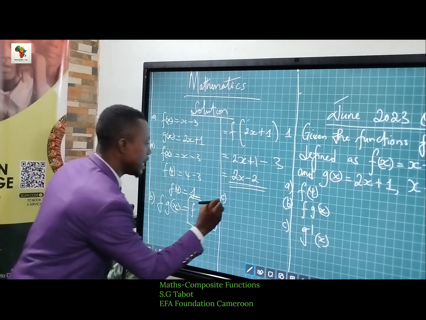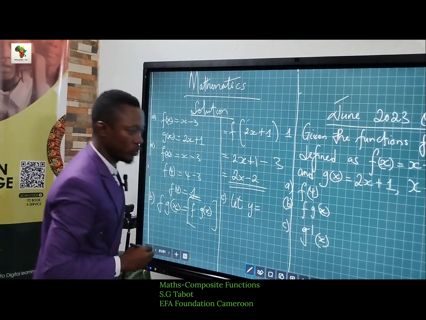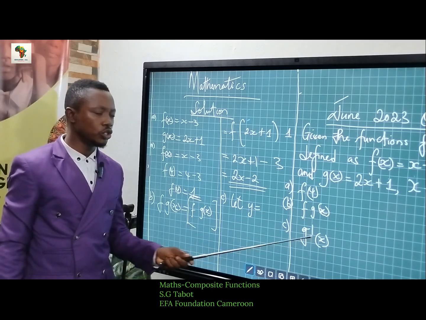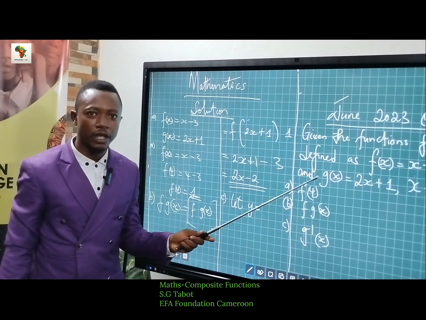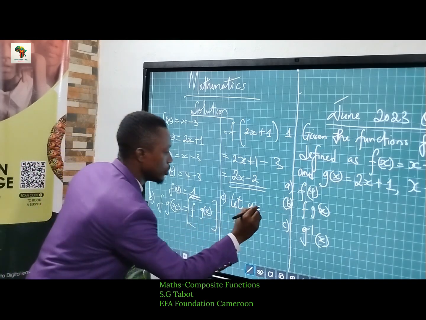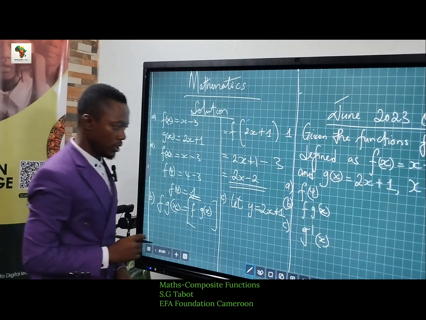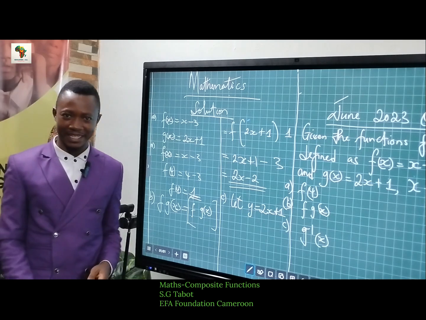Now, I'll say let y equal to, what is the function g? We have a letter here, g. So your interest is the g. You look for the function g. g of x, which is 2x plus 1. I have 2x plus 1. Now I want to make x the subject formula.